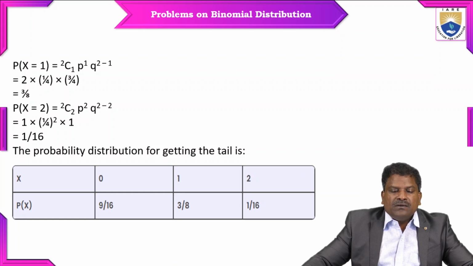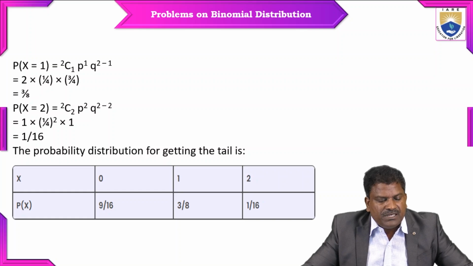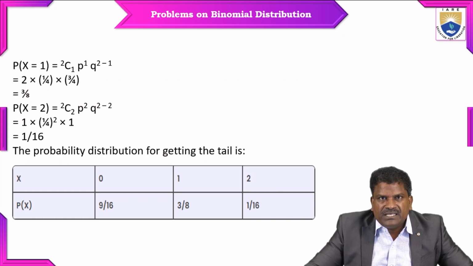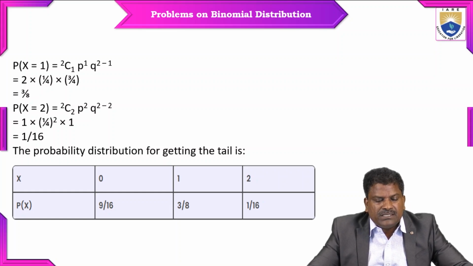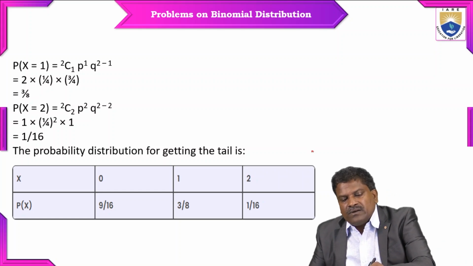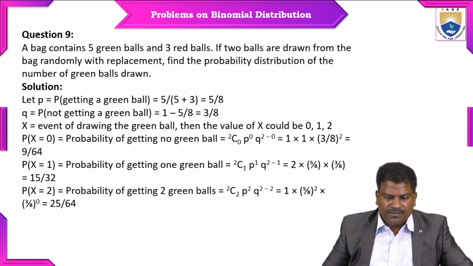It will become a binomial distribution. Probability of binomial distribution. So for this sum, for X is equal to 0, its probability P of 0 is 9 by 16. If X is equal to 1, probability of X is equal to 1 is 3 by 8. If X is equal to 2, probability of X is equal to 2 is 1 by 16. This is the binomial distribution for this given sum.